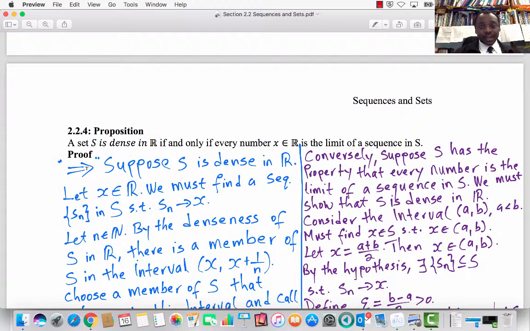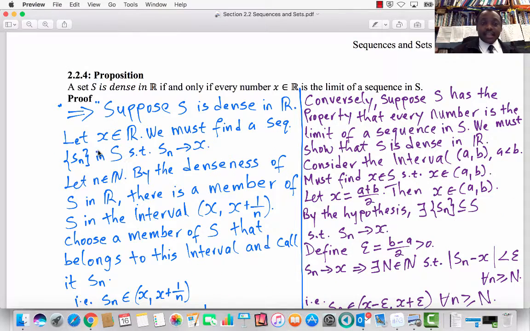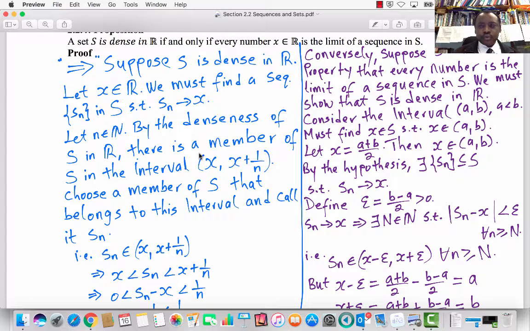Proof, forward direction. Suppose S is dense in R. Let x be a real number chosen arbitrarily. We have to find a sequence s_n in S such that s_n converges to x. Now this is a very systematic proof, so let's go ahead and follow it. Let n be a natural number. By the denseness of S in the set of real numbers R, there exists a member of S in the open interval (x, x + 1/n).